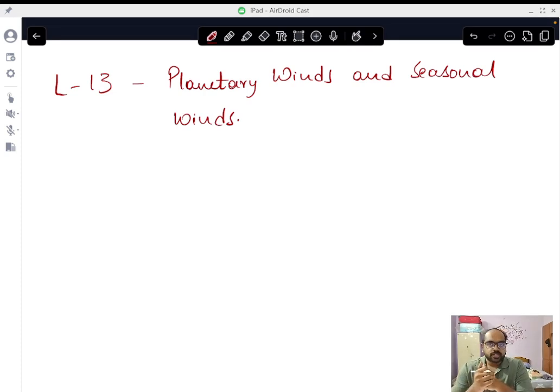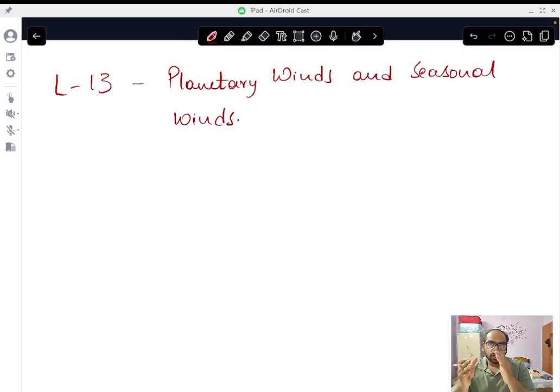Next, these planetary winds are induced due to the development of different pressures at different latitudes. Due to the development of high pressure and low pressure at different latitudes, that is at the equator or at the polar region, a gradient is developed. A high pressure to low pressure gradient is developed. Due to that gradient, winds blow from high pressure to low pressure regions, and they induce planetary winds.